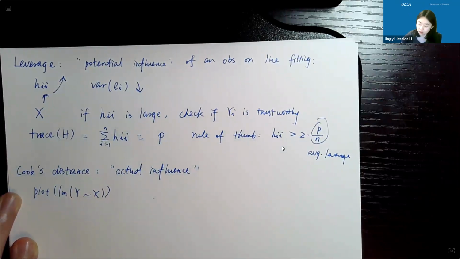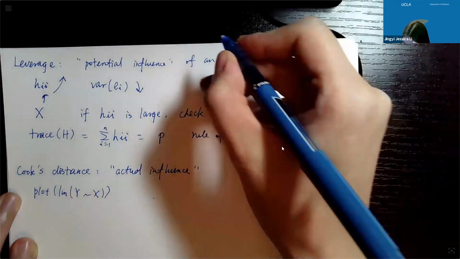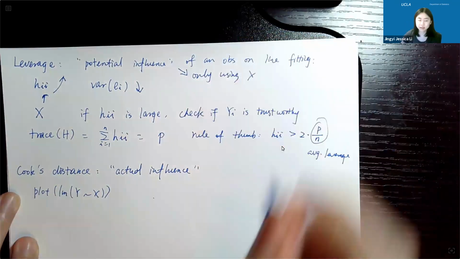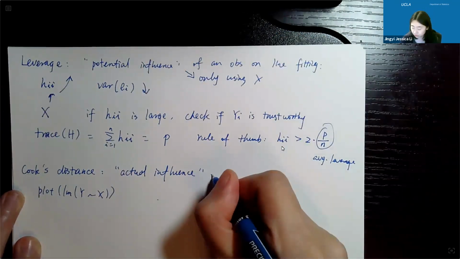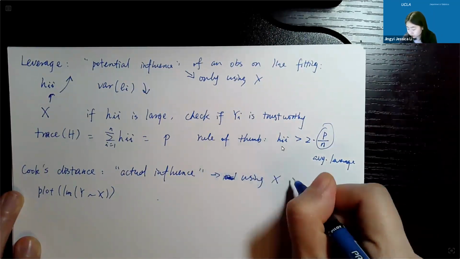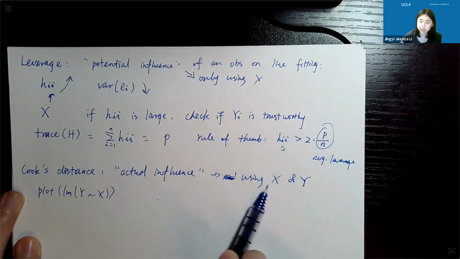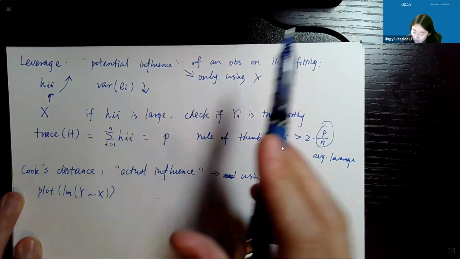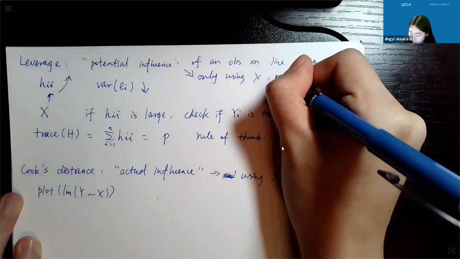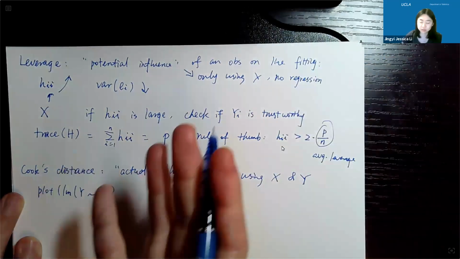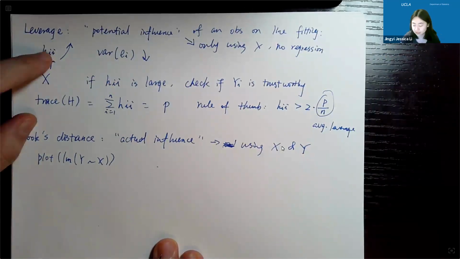So what's the difference? For the potential influence, it's only using X. So this is only dependent on the design matrix. But here, the actual influence is using both X and Y. So you look at the whole data set, you run the regression, and you know what's the actual influence. When you're only using X, no regression is done at all. You're just inspecting the design matrix to inspect the potential influence. So that's the H, it has nothing to do with Y.